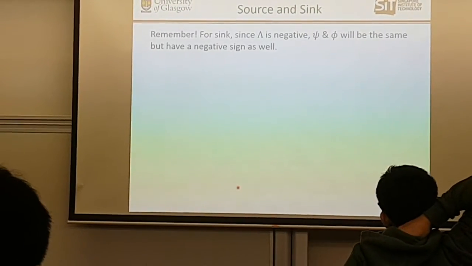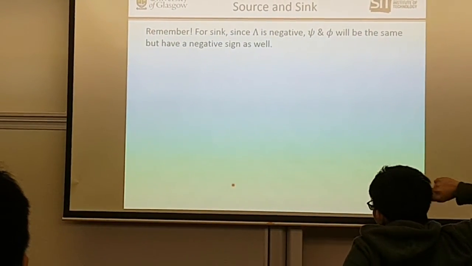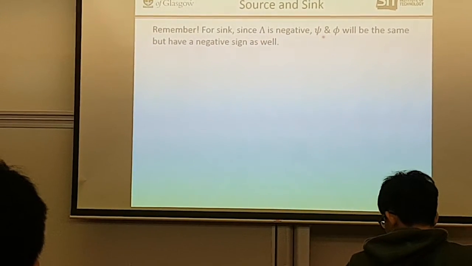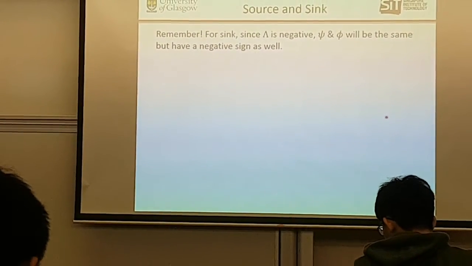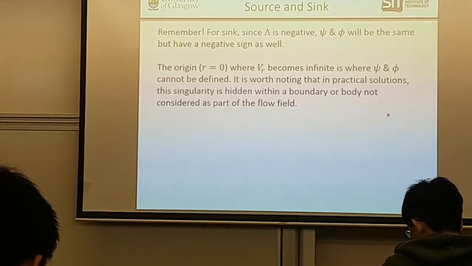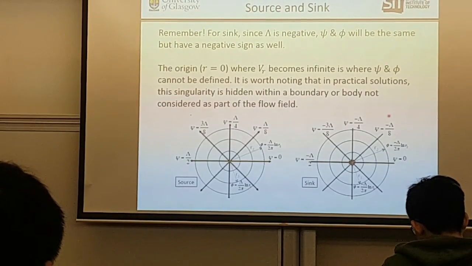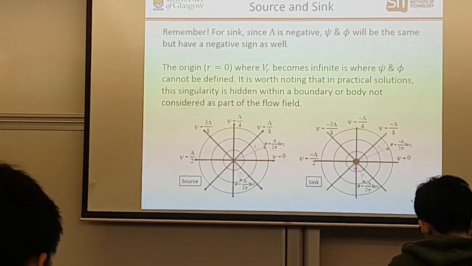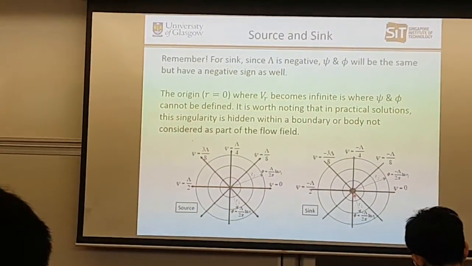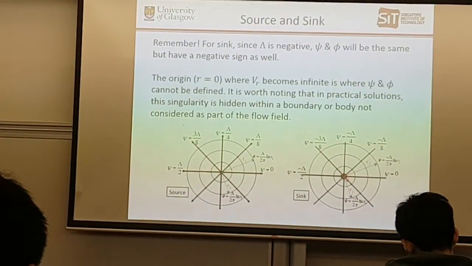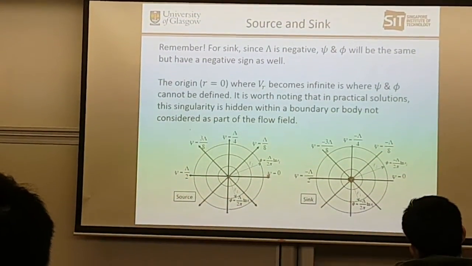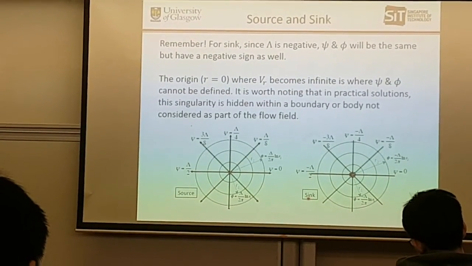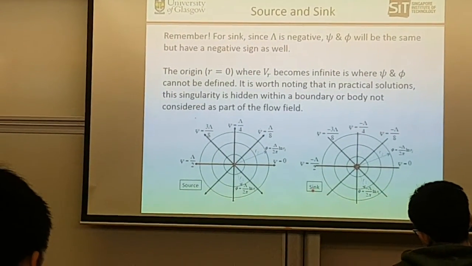Just remember, for a sink, the inverted triangle here is just a negative value. Your phi and your psi have the same definition, just that there's a negative sign in front. Look at the arrow. In the questions, it doesn't tell you whether it's a source or a sink. It will indicate through the diagram that you see, so be mindful of the values. So we went through uniform flow, and we have your source and your sink.